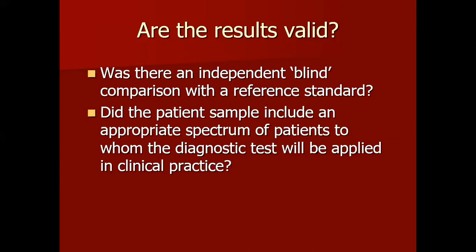Spectrum bias, it'll come up later on, really means that when you do a diagnostic study, you shouldn't pick the extremes. As we say, we shouldn't pick the fittest of the fit and the sickest of the sick. Because then you're asking a test to distinguish between black and white, and that would actually be kind of easy.